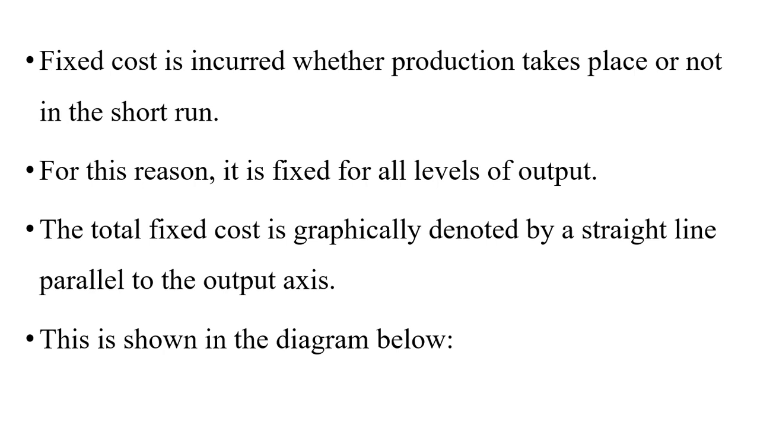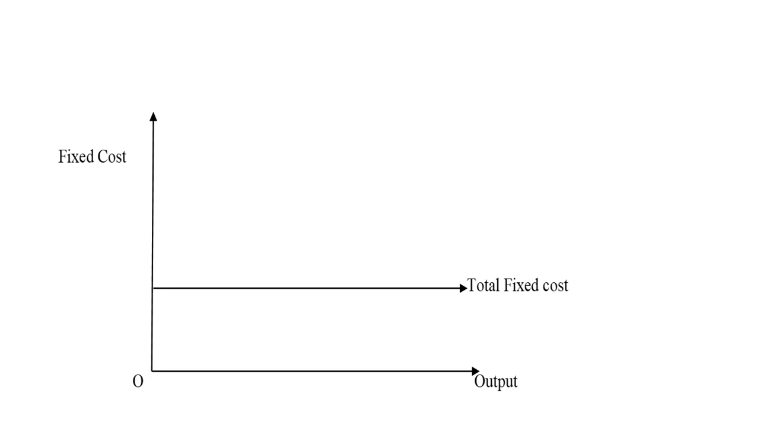So as I said, fixed cost is incurred whether production takes place or not in the short run. For this reason, it is fixed for all levels of output. Total fixed cost is graphically denoted by a straight line parallel to the output axis, and this is shown in this diagram. So over here, you see that the fixed cost for each unit of output is the same. The total cost doesn't vary. The fixed cost doesn't vary with the level of output produced.